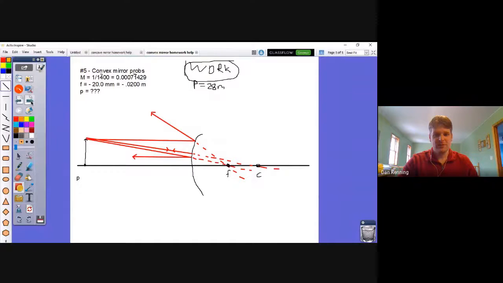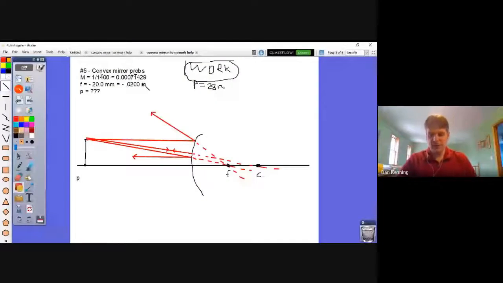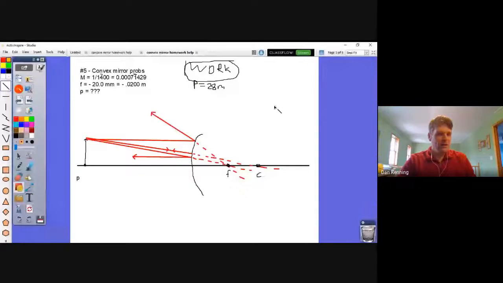All right, I'm going to show you number 5 here because number 5 was a bit confusing. And then if you have any other questions, you can ask in the chat window on the side, or you can ask me. Number 5 was a little bit confusing because it talks about a scale model.